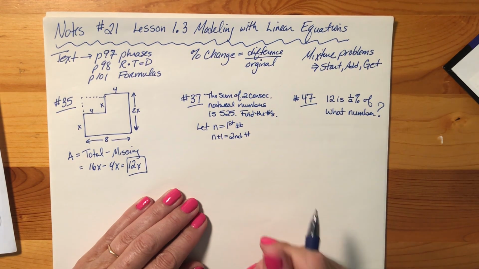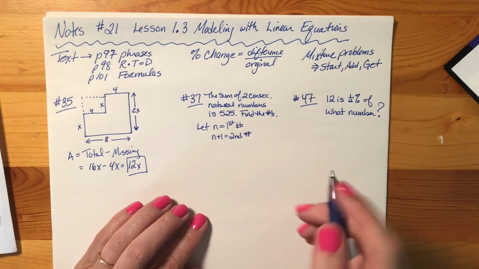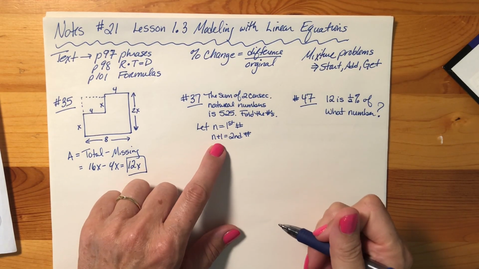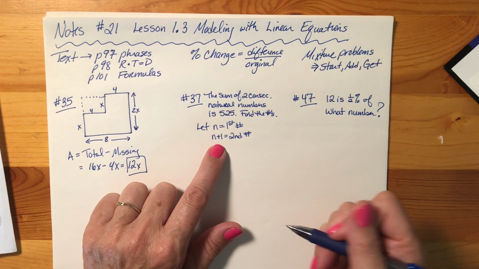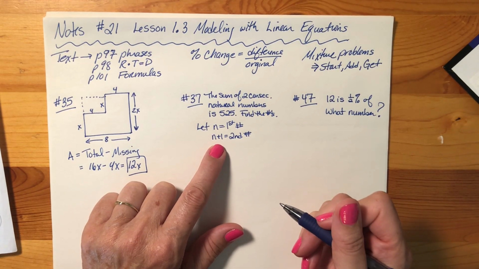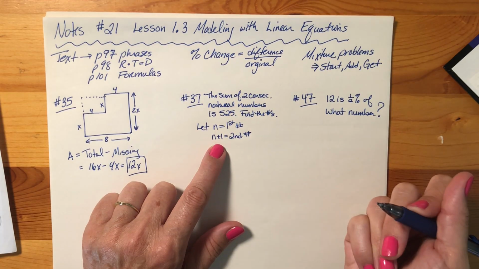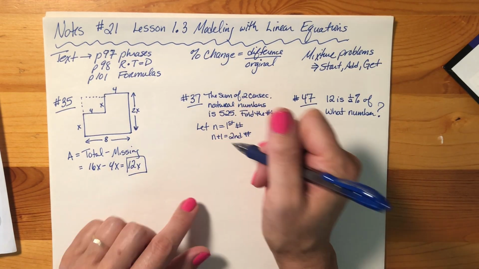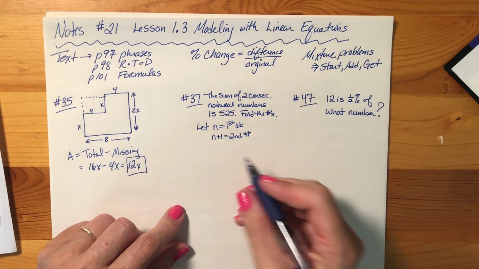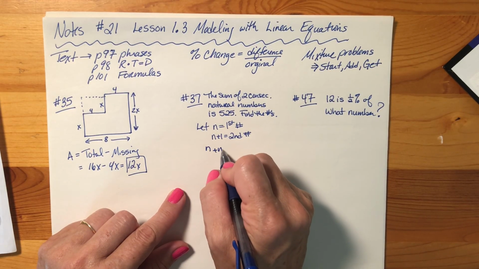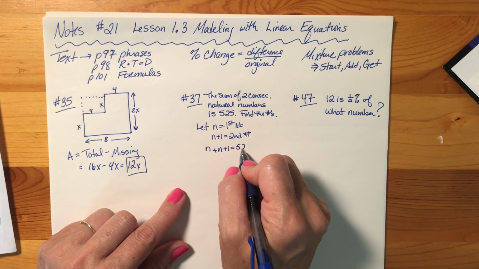Now, I picked this one to do as an example. This is way easier than I would ever have on a test or quiz. I would probably tell you about the sum of 2 consecutive evens or 2 consecutive odds. If they're consecutive evens, you'd have n and n plus 2. If they're consecutive odds, it's n and n plus 2 as well, because remember, they're always 2 apart. The sum is 525, so n plus n plus 1 is equal to 525.